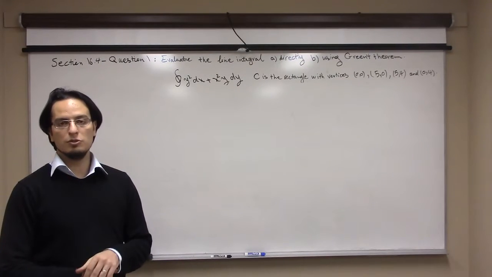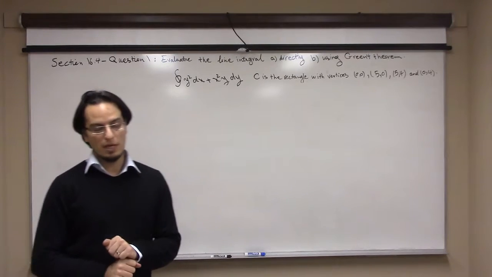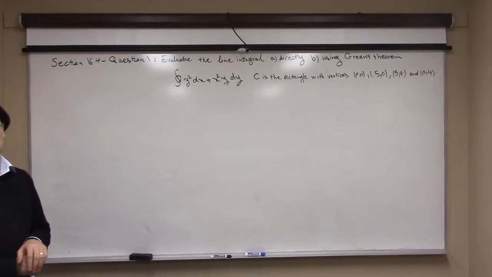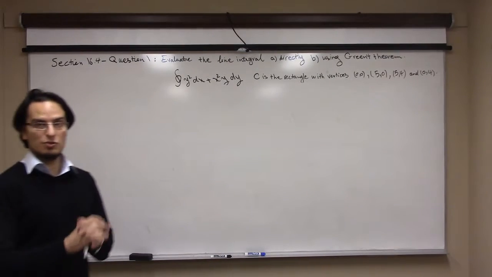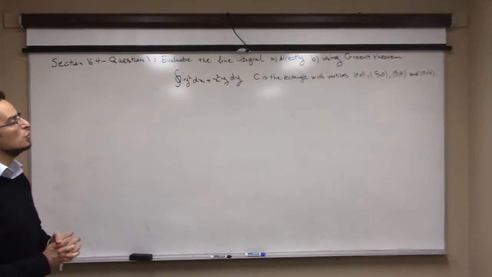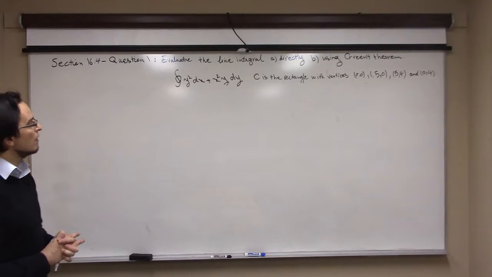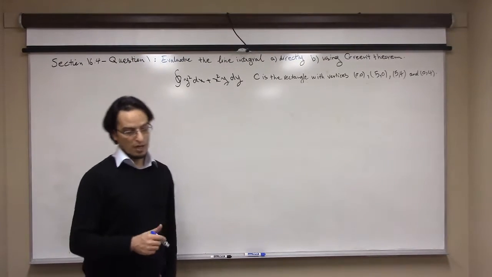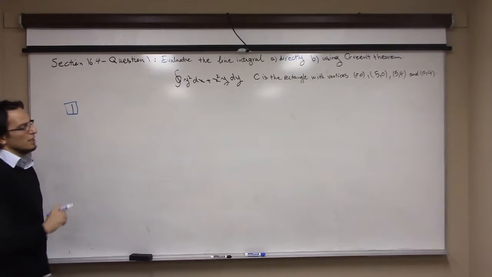In this video I'm going to do question 1 from section 16.4, in which we are asked to evaluate the line integral of a vector field in two ways. One, directly using the definition, and two, using Green's theorem. So this is the line integral and that's the curve. To do this question, I have to recall two things.